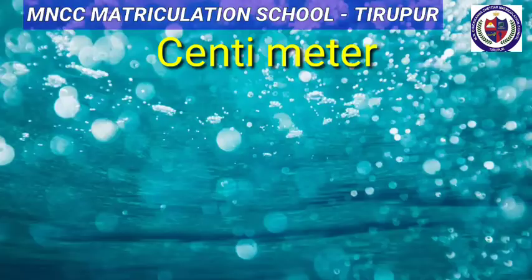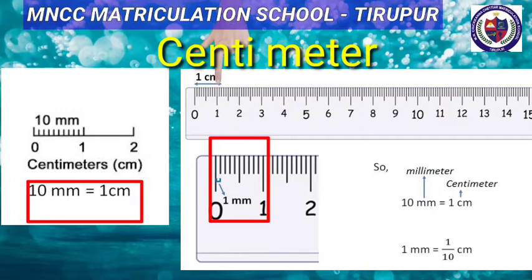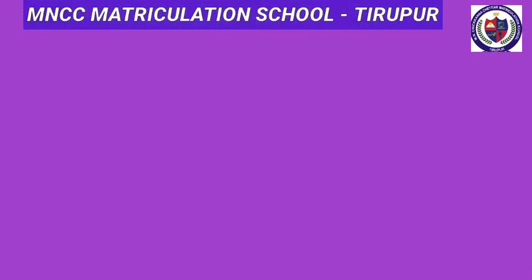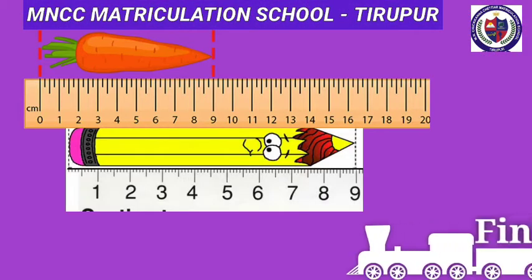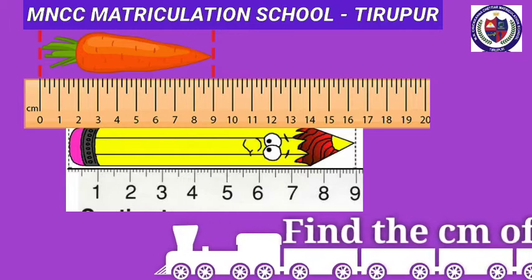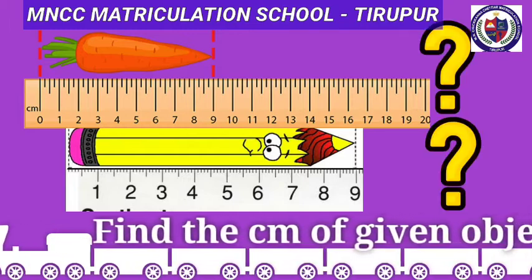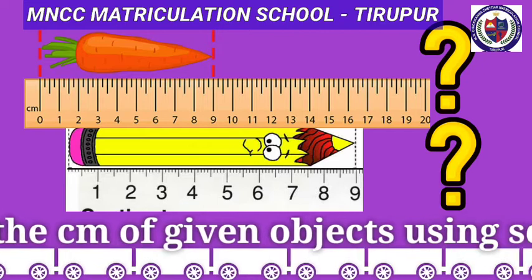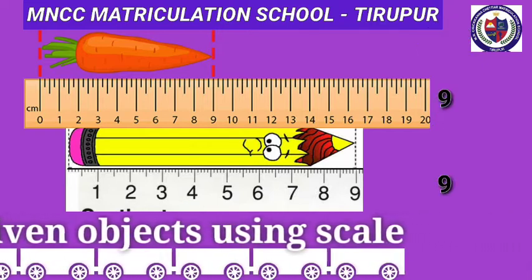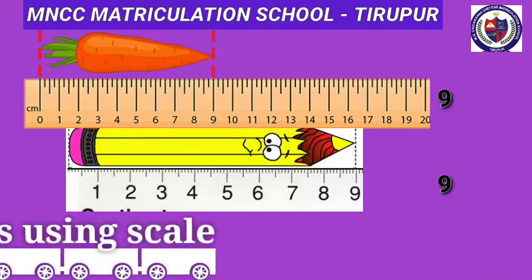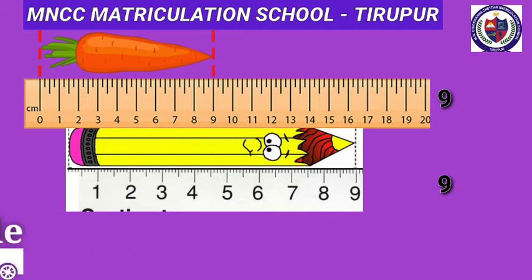Centimeter, this is the centimeter scale. 1 denotes 1 centimeter, 2 denotes 2 centimeter. The length between the 0 and 1 has 10 small lines. It is called a millimeter. So 10 millimeter is considered as 1 centimeter. Let us try some examples for centimeter. Step 1. Check if the given objects are placed at the 0 mark. Yes, it is correct. Then find the length of the given objects. The length of the carrot is 9 cm and the length of the pencil is 9 cm.